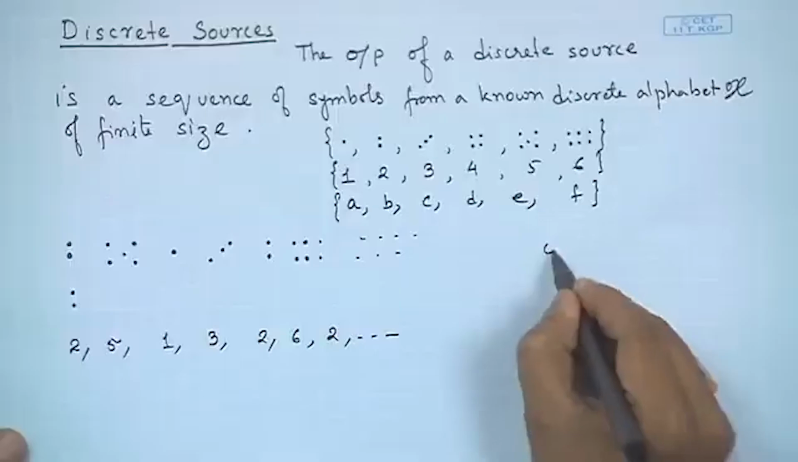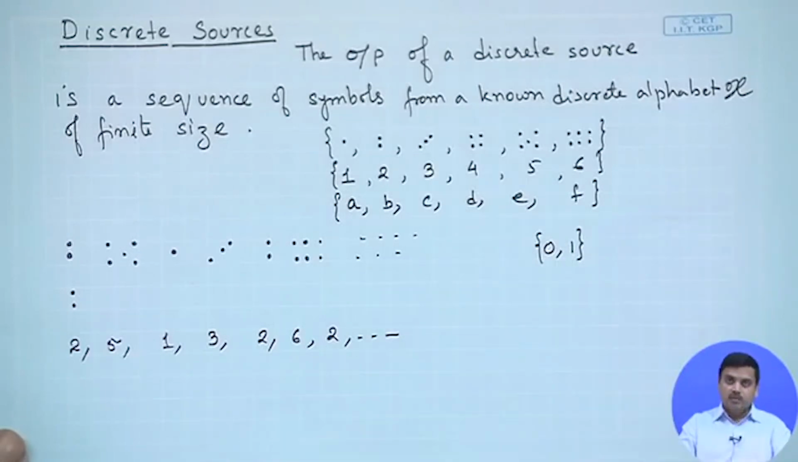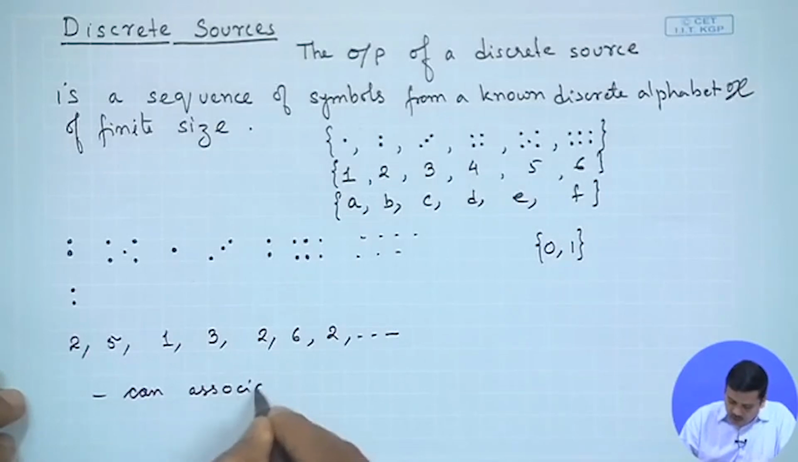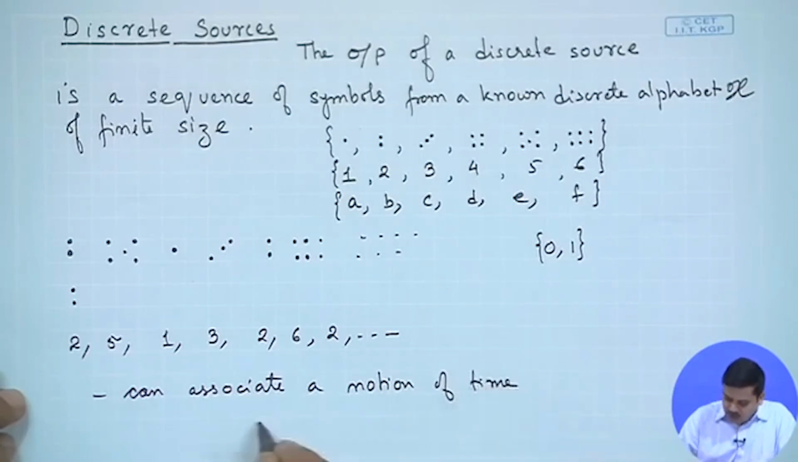Well, a 0 and 1 sequence is also a discrete source. It generates a 0 and a 1, one after another. So these are examples of discrete sources, and in today's world we are mostly in the discrete sources. We also mentioned that if you have an analog source, you can convert it, and once you convert it, it becomes a digital source, which is a sequence of zeros and ones. If you look at a text file, it already has letters A, B, C, D, and so on and so forth. So these are discrete sources, and you can associate a notion of time with this, but that's not necessary.